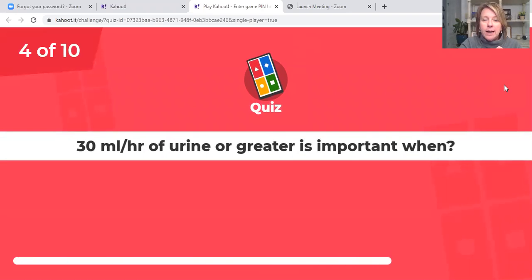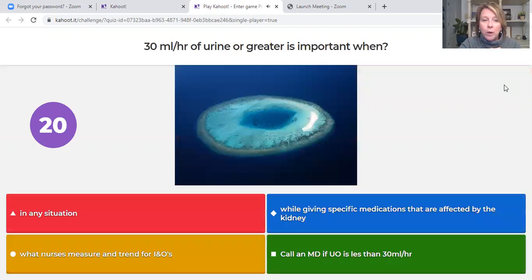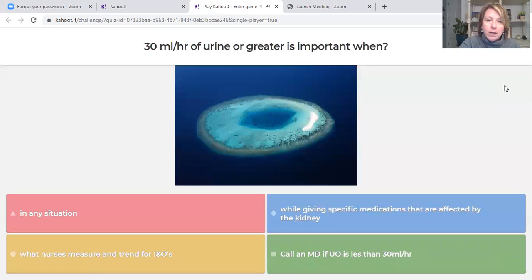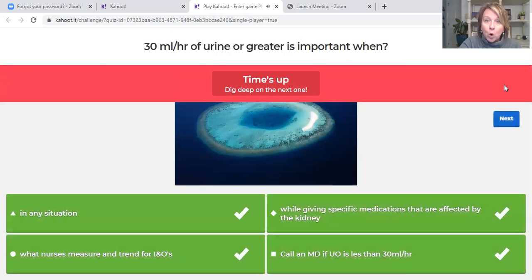30 mLs an hour of urine or greater is important when? In any situation, while giving specific medications that are affected by the kidney, what nurses measure and trend for I&Os, or call the MD if urinary output is less than, excuse the typo, 30 mLs an hour. All of those are correct. In any situation, any person should have 30 mLs an hour or more of urine, period.